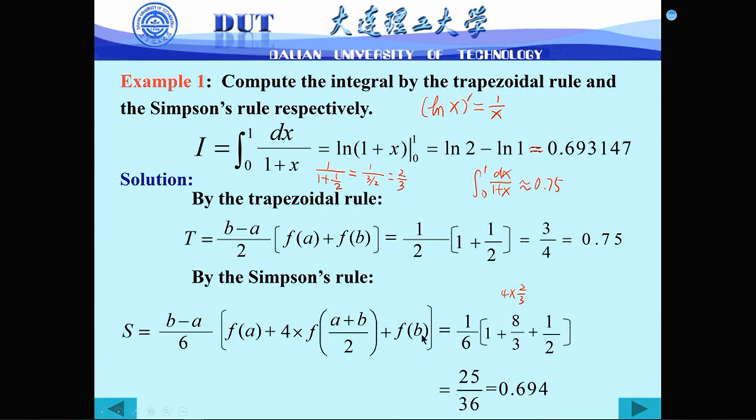And plus f(b) here, we already know 1 over 2. Right? It's okay? So you can know the summation is 25 over 36. So it is equal to 0.694. Okay, now you see 694, 693. At least we have 2 significant digits, right?